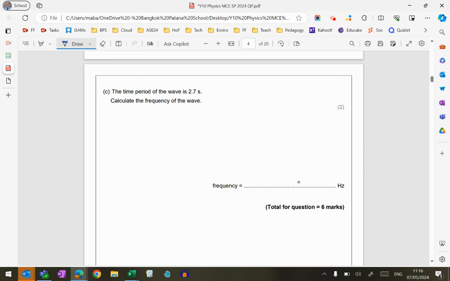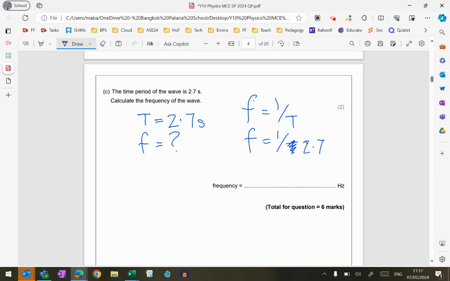The time period of the wave is 2.7 seconds. Calculate the frequency of the wave, right? So whenever I've got a question like this, I'm going to write down what the question tells me, 2.7 seconds, and I'm going to write down what the question asks me. It's asking for frequency, so that's my question mark there. Do you know a formula that links those two things together? Yep, I do. It's f equals 1 over T, so f equals 1 over 2.7.